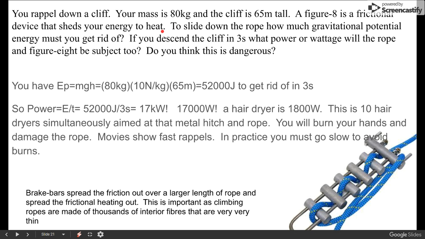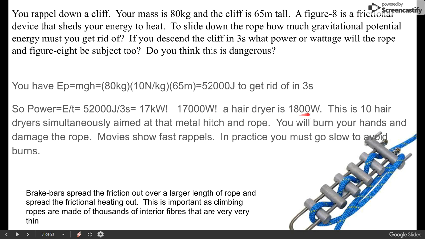Now, going down a cliff, when you rappel, you have to burn off all the energy of your height into friction on the rope. So the figure 8 was pictured in the assignment. If you're coming down a 65-meter cliff, you have 52,000 joules of energy to get rid of, and you have to do it in 3 seconds. When you calculate this, you get 17 kilowatts, 17,000 watts.